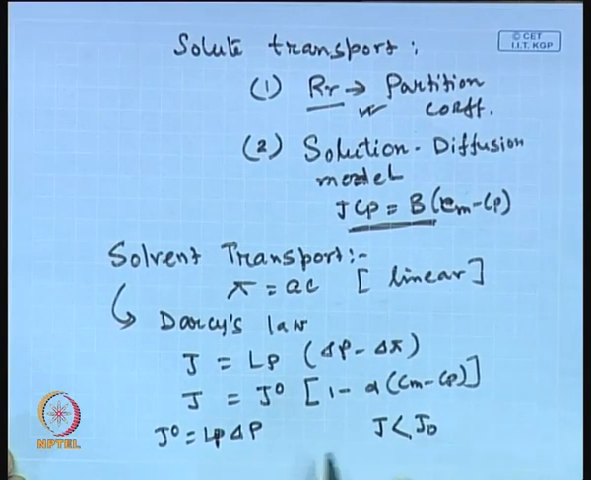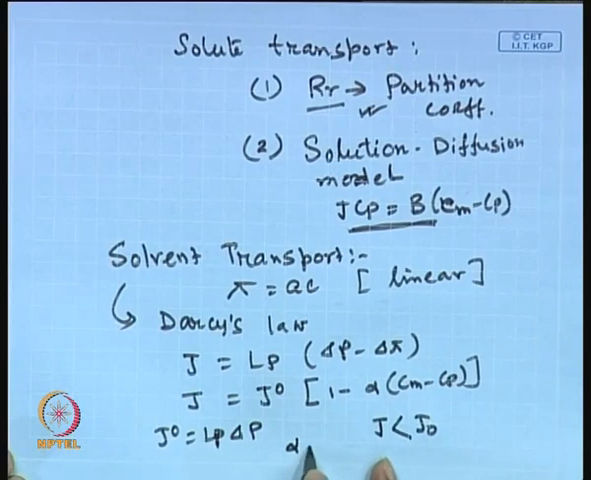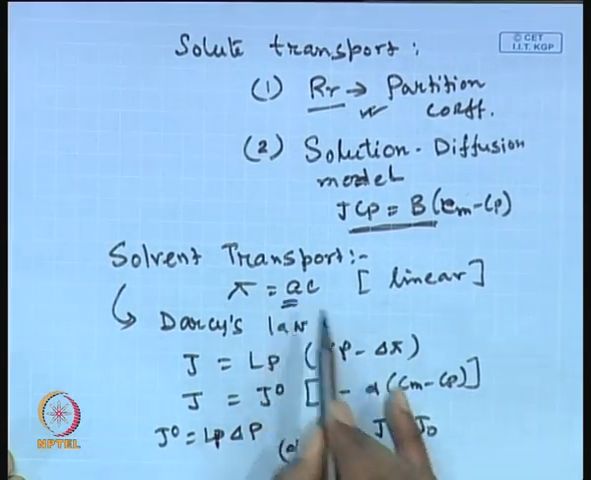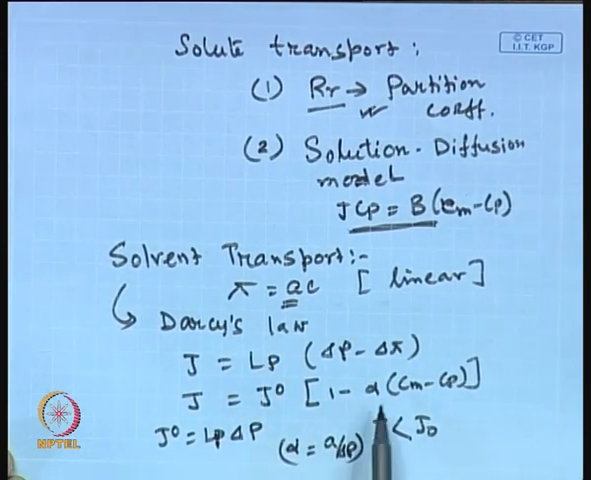And what is alpha? Alpha is nothing but A times delta p. What is A? A is the osmotic coefficient. Since you have taken delta p common, alpha is nothing but A by delta p. So, alpha is a non-dimensional osmotic coefficient. Okay.